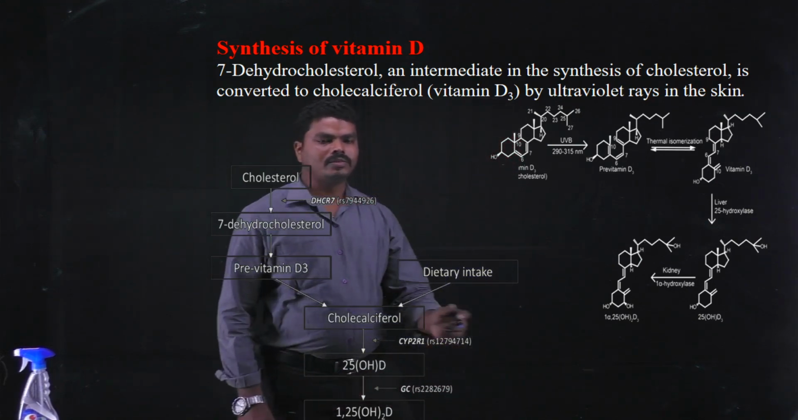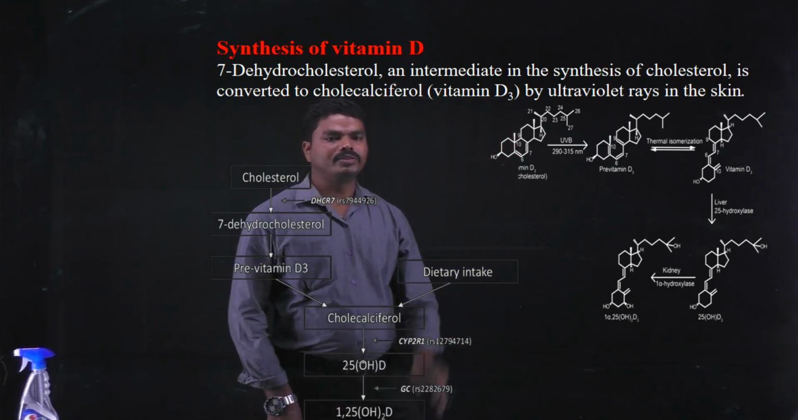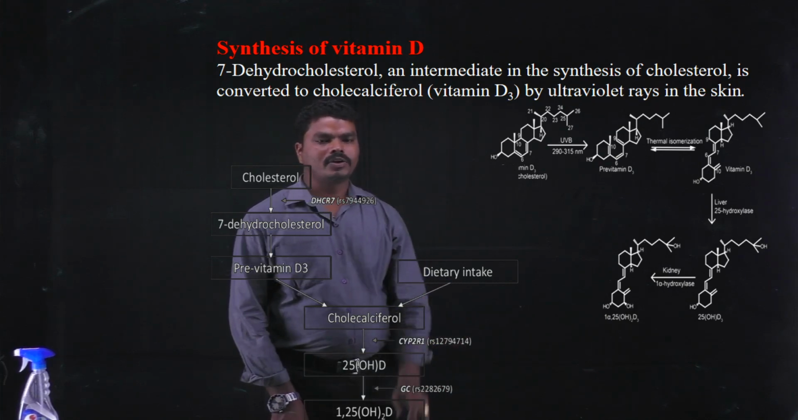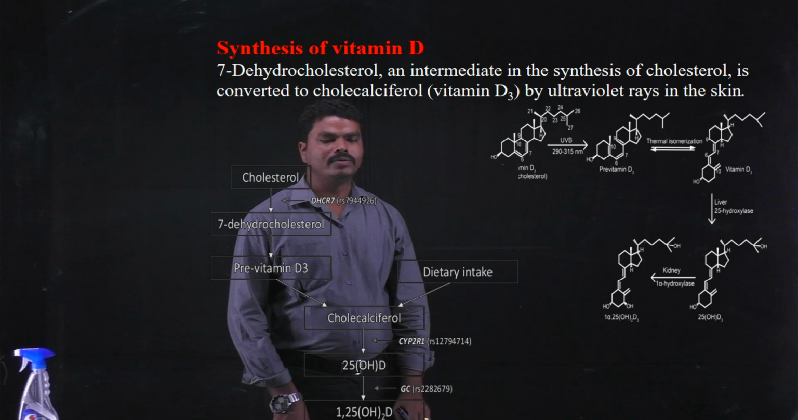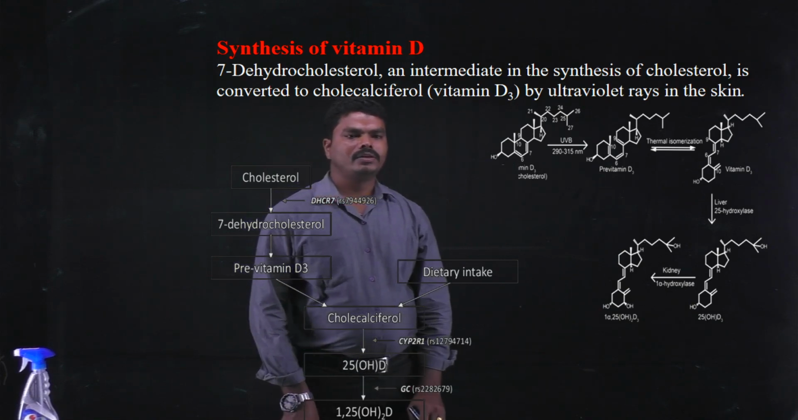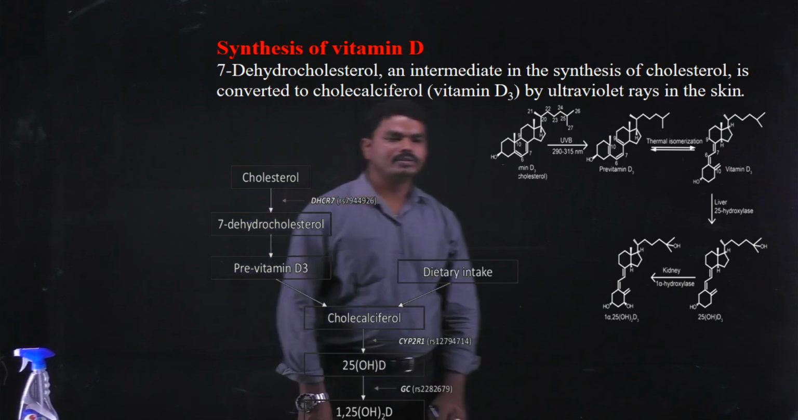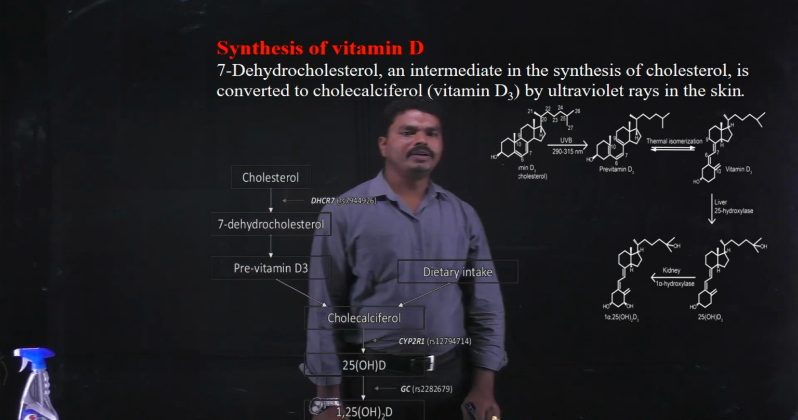So these are the formation of vitamin D. These two are called vitamin D. The last product, 1,25-dihydroxycholecalciferol, is called the active vitamin D. So this is the production of vitamin D from cholesterol.